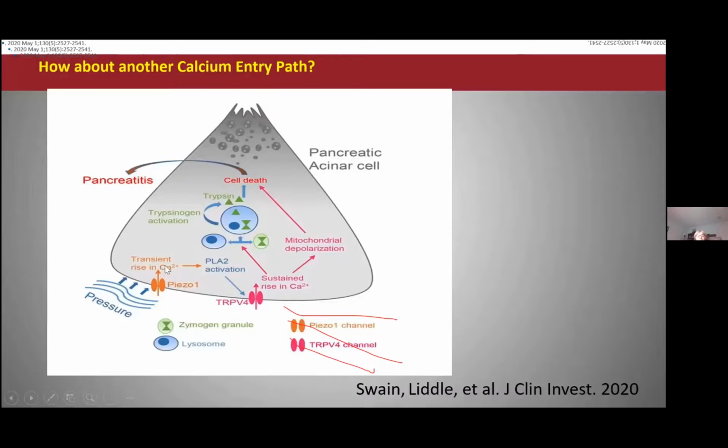They also showed that the Piezo1 effect could affect TRPV4, which is another calcium channel, through a pathway involving phospholipase A2 activation. They showed that this increase in calcium could cause organellar dysfunction, including mitochondrial depolarization, decrease in ATP, as well as trypsin activation. So this means there's another calcium entry pathway we have to consider.